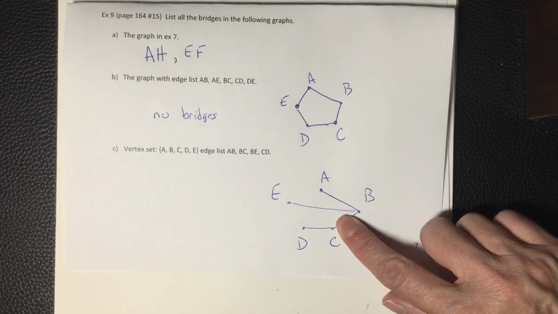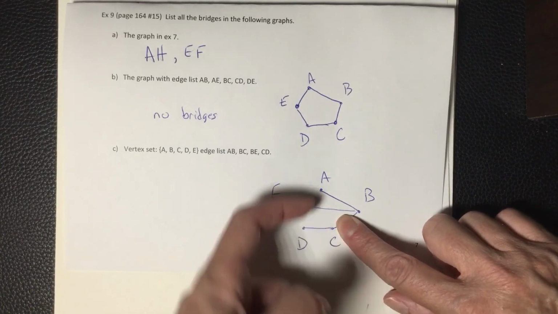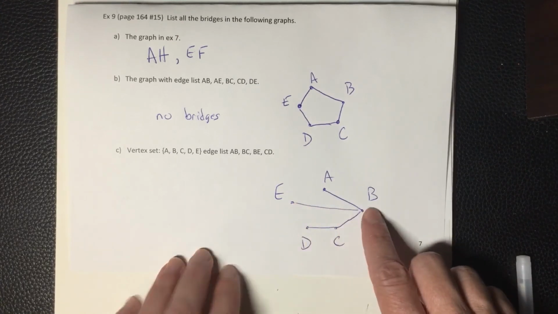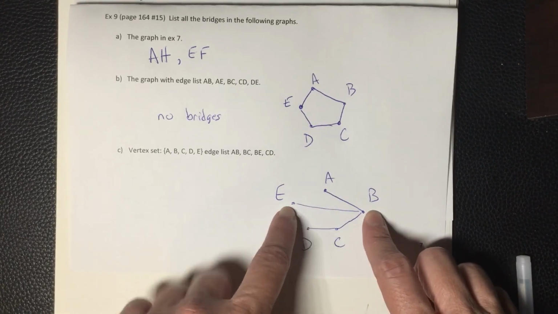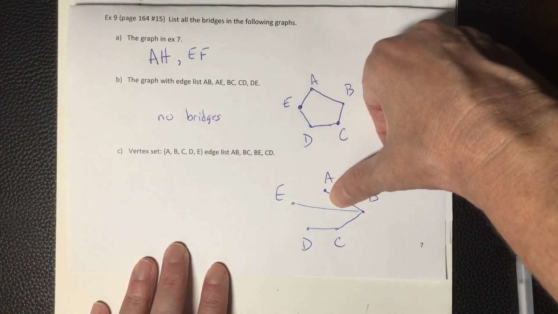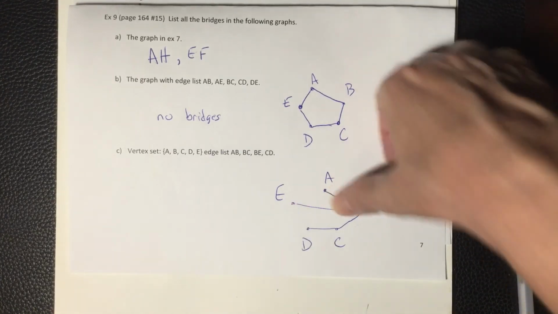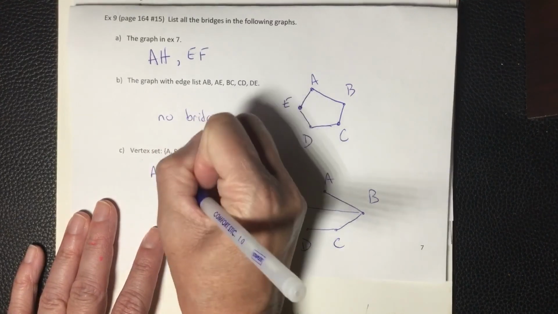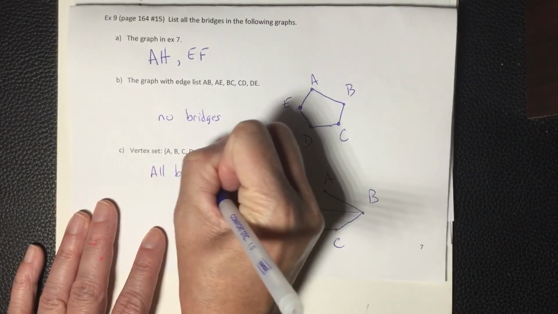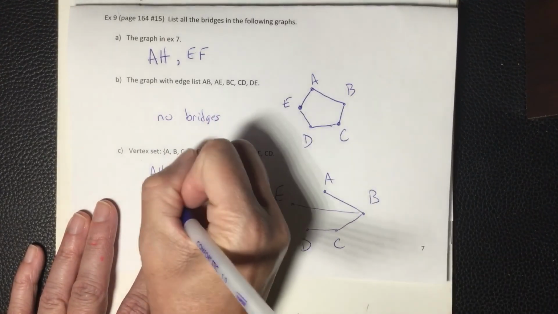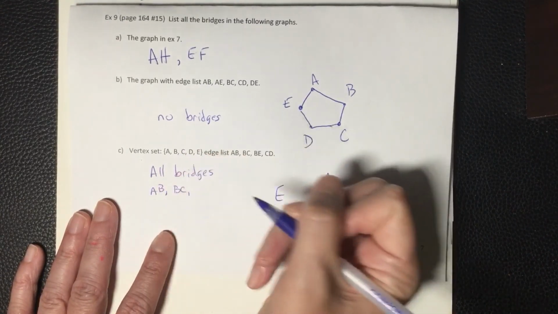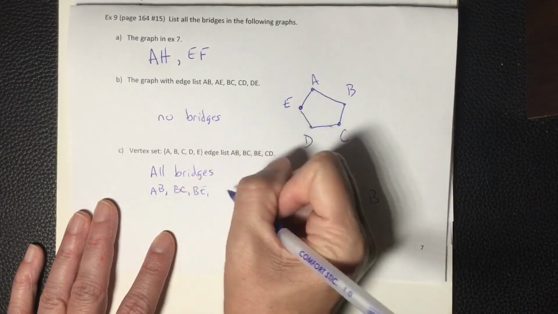If we take out BC, it's going to cut the bottom part of this graph off from the top, so it's a bridge. If I take out EB, I'm going to isolate E, so it's a bridge. And if I take out AB, I isolate A, so it's a bridge. So in this case, they are all bridges. And you can list the edges if you want. It's AB, BC, BE, and CD.